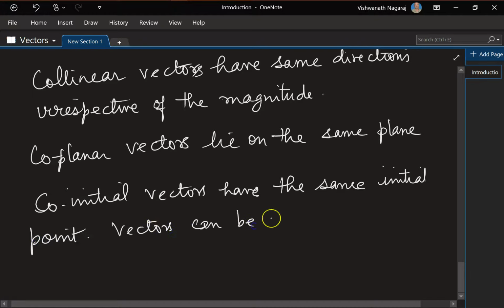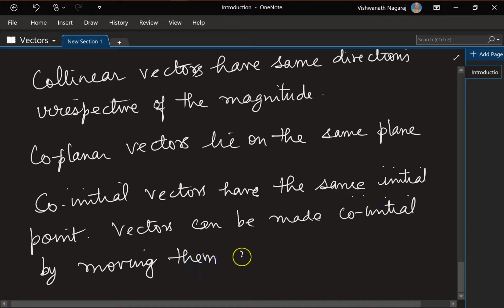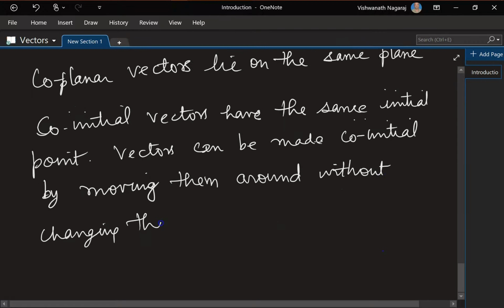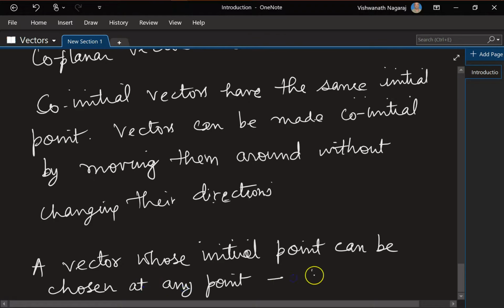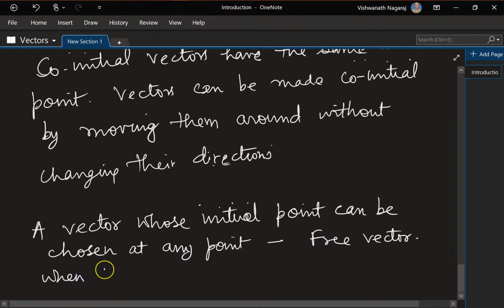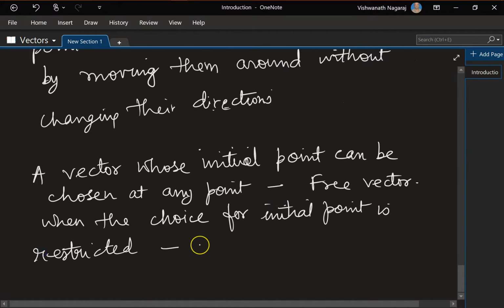Vectors can be made co-initial by moving them around without changing their directions. A vector whose initial point can be chosen at any point is called a free vector. Where the choice for initial point is restricted, it is called a localized vector.